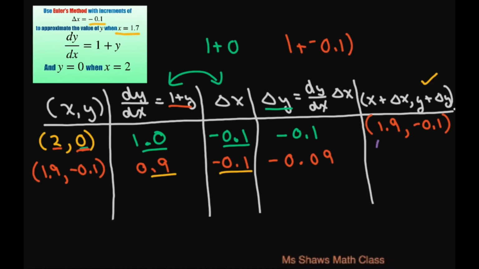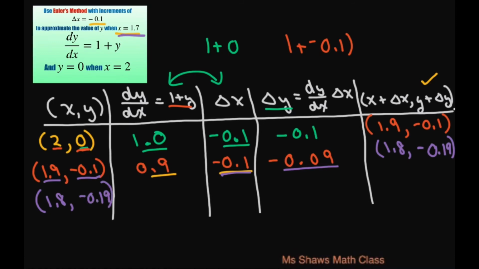So we have 1.9 minus 0.1. That gives you 1.8. And for our y, you take your negative 0.1 plus this number. That's going to give you negative 0.19. All right. We got to do this one more time because we're at 1.8. We have to go to 1.7. So let's carry down our 1.8, and our y is negative 0.19.